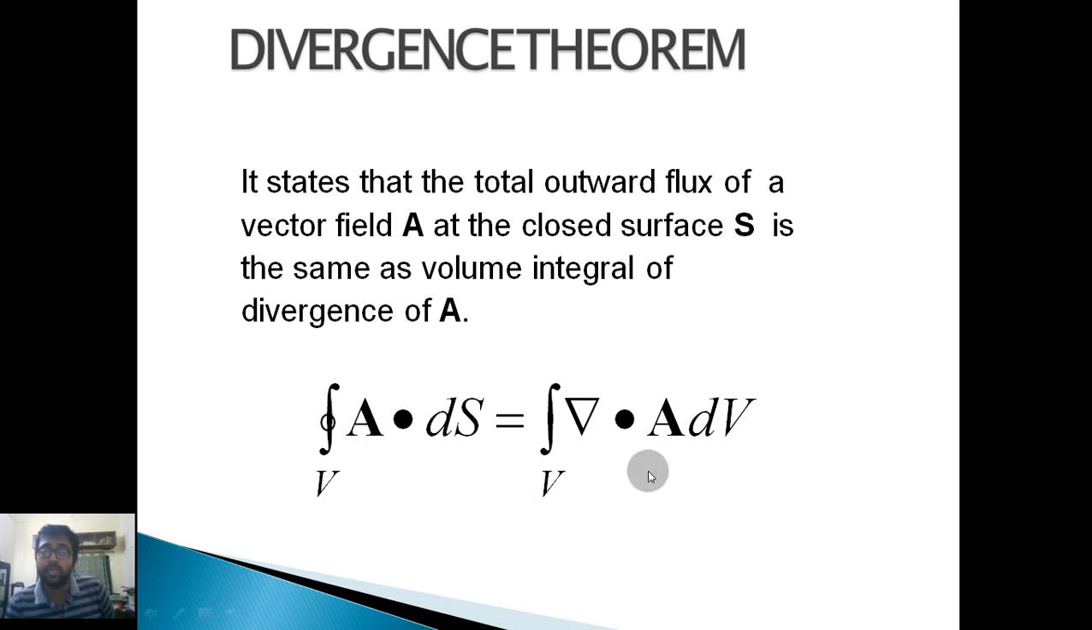It will also provide you the net outward flux from that specific region. And the volume integral of a divergence of a vector A will also provide you the same result. It will also provide you the net outward flux of a vector field A from a closed surface S. So this is the divergence theorem.